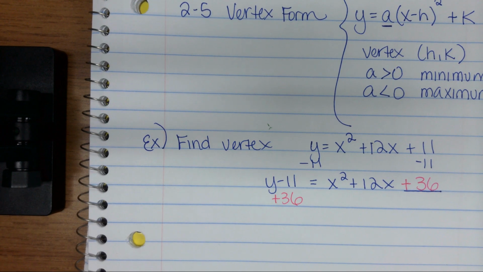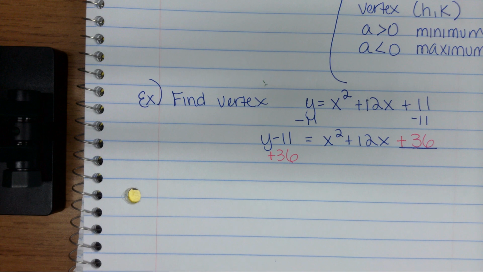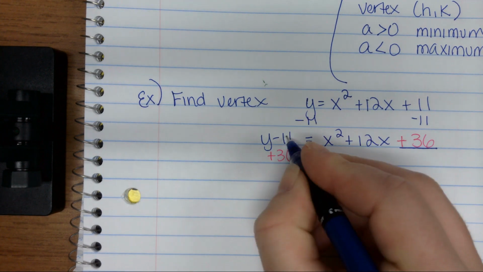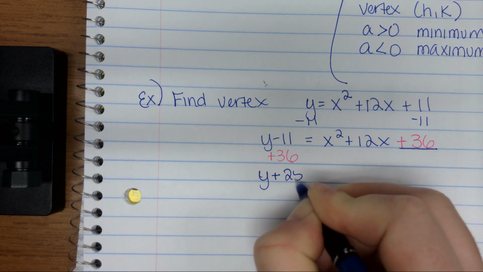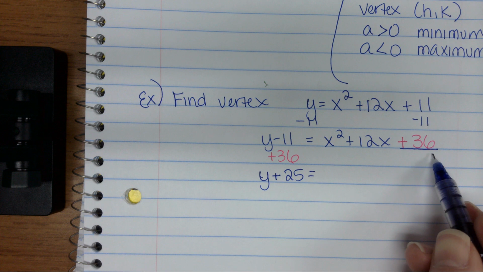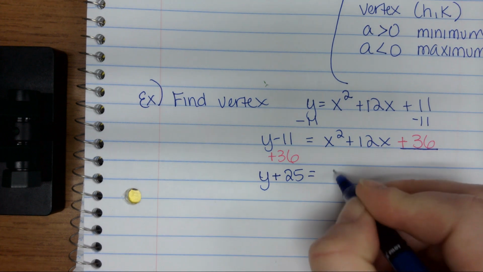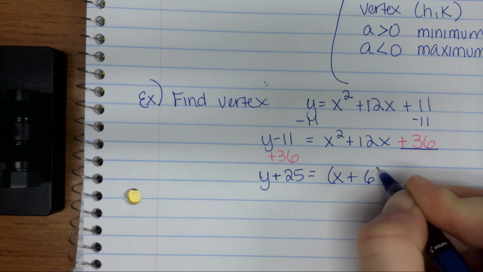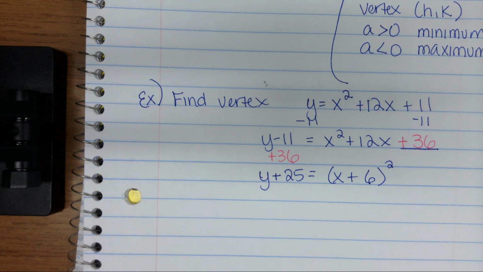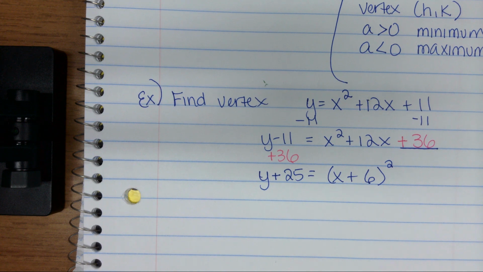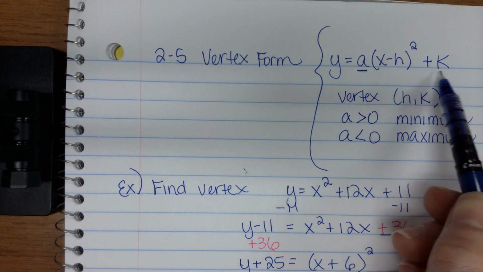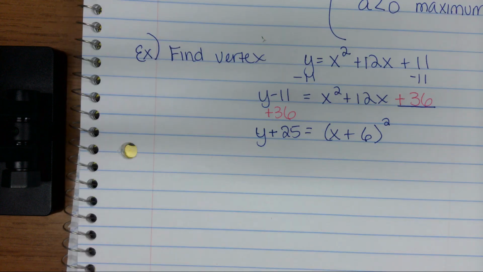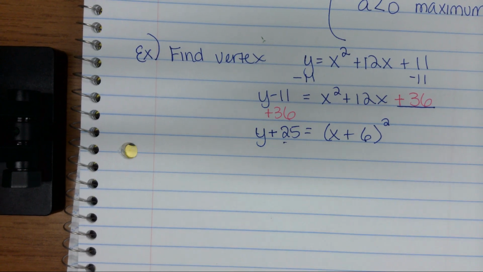Okay. So on this side, I have y plus 25. And I'm going to go ahead and factor this side. What does this factor into? X plus 6 squared. So the only difference then in vertex form is on the back up here, I just need the value to be after my parentheses. So I'm going to just move that 25 back to the other side.